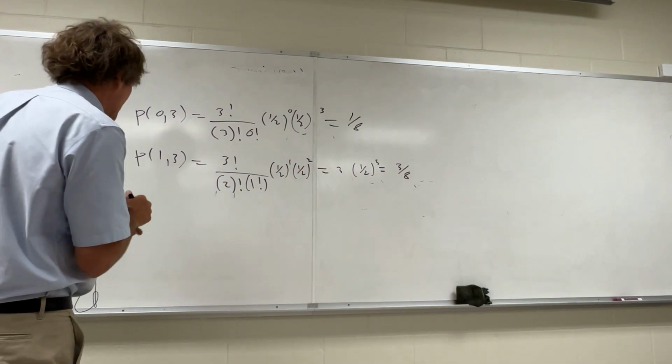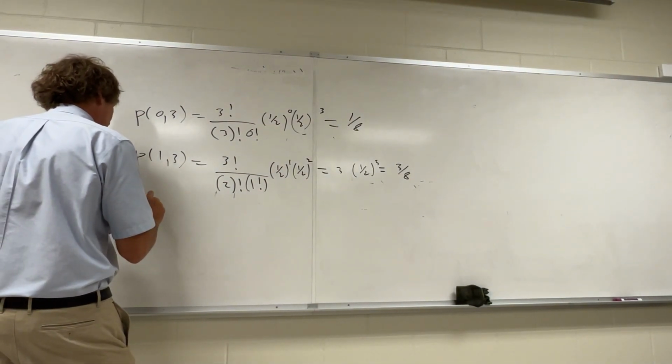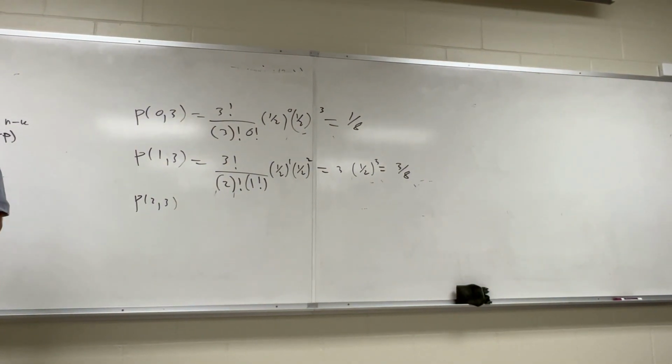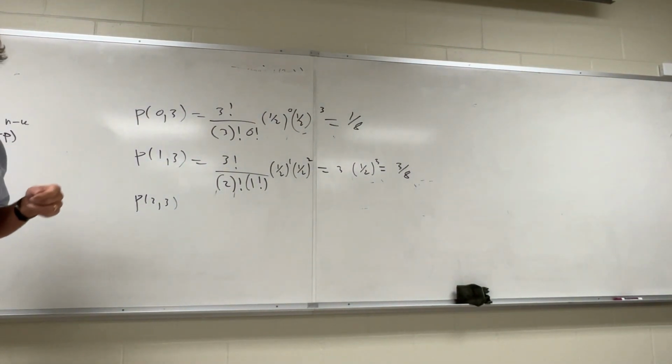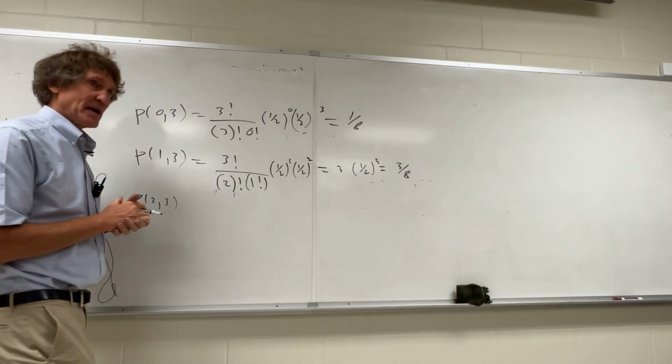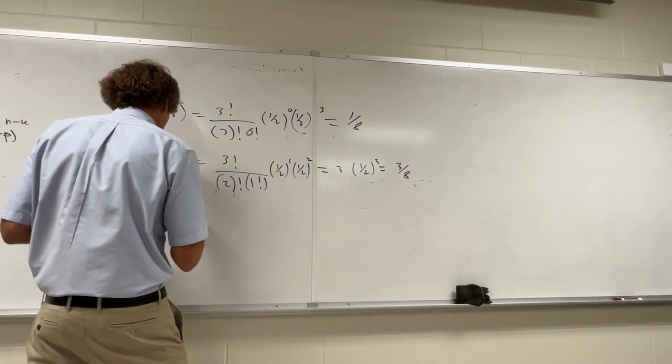All right, what about the next one? What's the probability of 2 of 3? 2 heads in 3 attempts. How many you want to bet it's the same thing as 1 head in 3 attempts, which is the same thing as 2 tails in 3 attempts, right? Y'all follow me? Because the probability is the same. It's 1/2 for each.